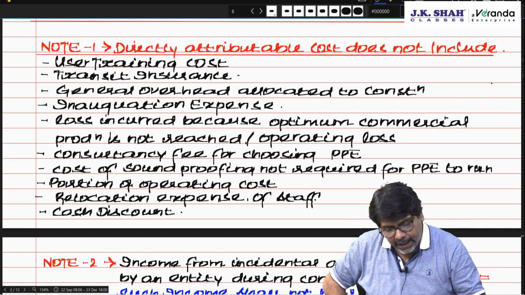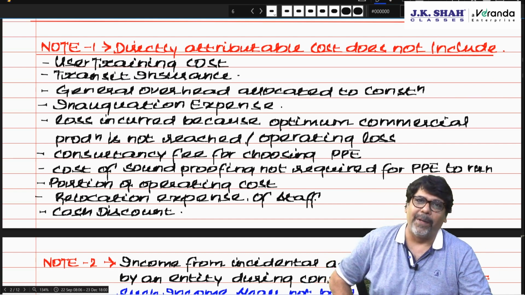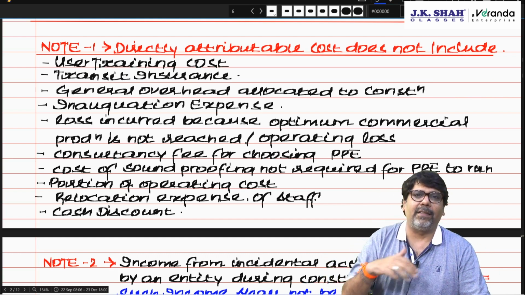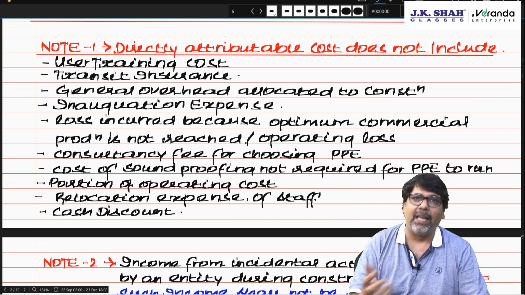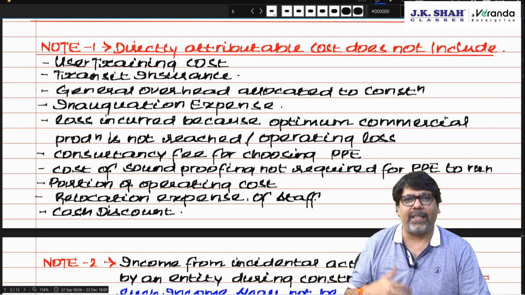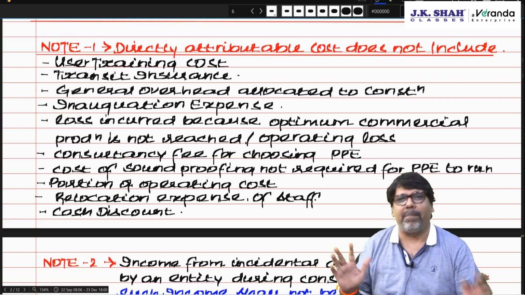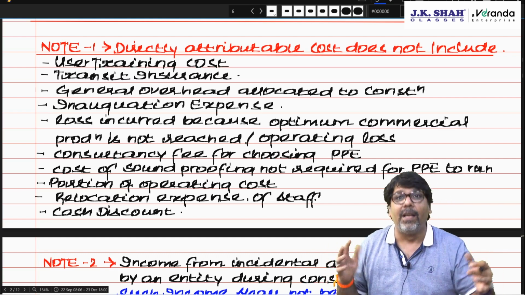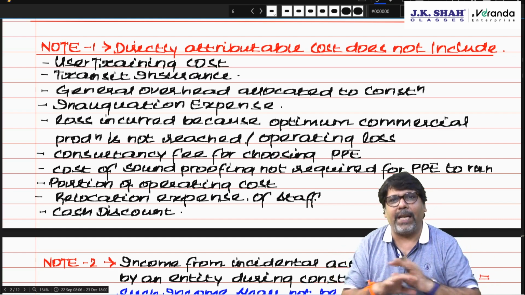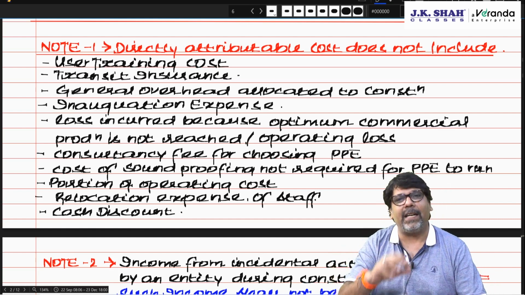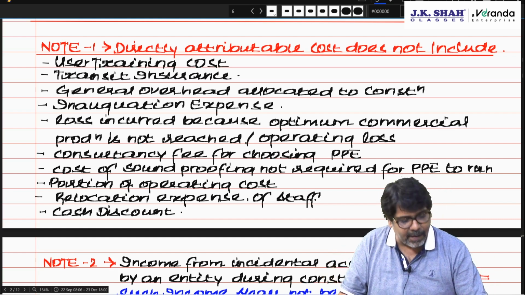Correct? Then chartered, after the construction is over, suppose you have constructed a machine or a property, we inaugurate it. And at the time of inauguration, whatever expenses we incur for the inauguration and the party, whatever we are doing, that expenditure shall not be capitalized. Am I clear? Because that expenditure will not give us any benefit in future.